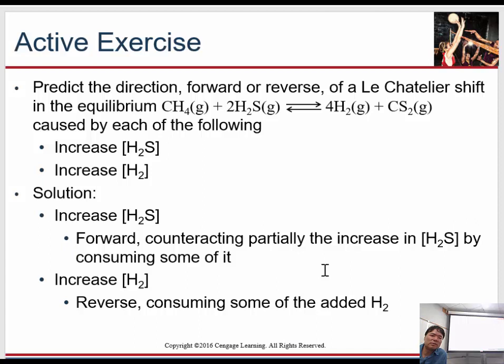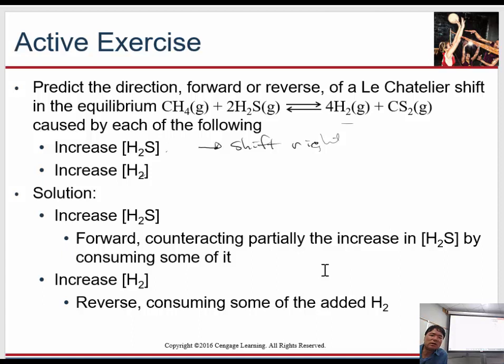So in this example, we predict the direction, forward or reverse, of a Le Chatelier shift in the equilibrium. Let's say we establish an equilibrium here with methane and hydrogen sulfide yielding hydrogen and carbon disulfide, caused by each of the following. Increase the H2S concentration. If we increase the H2S concentration, it should shift right, because we need to shift right to decrease it, to counter that effect, and to establish a new equilibrium.